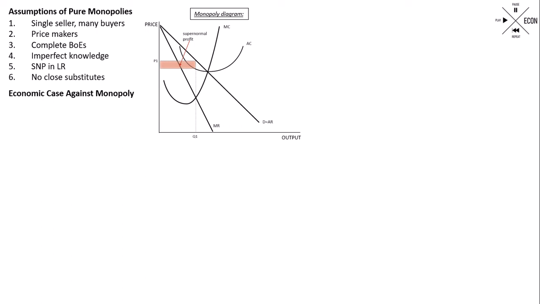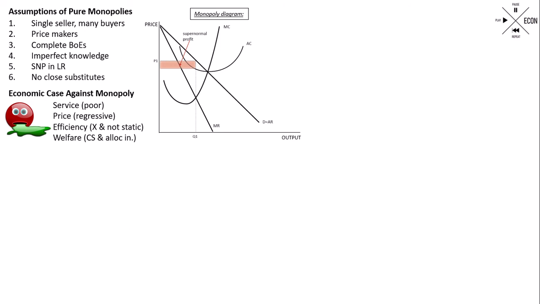Economic case against the monopoly. There were 4 that we had an acronym for. See if you can recall them, please. So hopefully you could remember that they were SPEW. So that stood for that they provided a poor service due to a lack of competition. The prices were obviously high. They restrict output and charge higher prices. The market failure from last year, which can be regressive upon people in lower incomes.